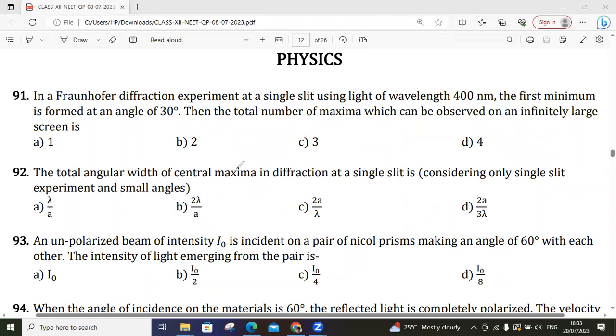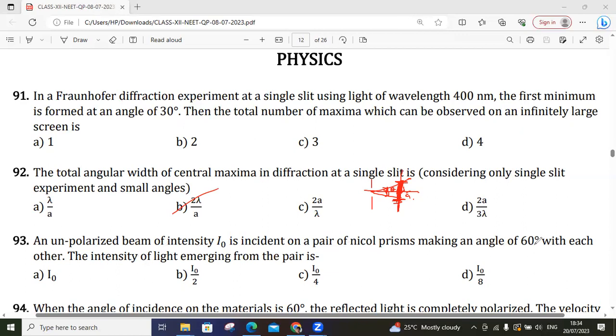The total angular width of central maxima in diffraction is, okay. And this is a generic question only. So this is theta is equal to lambda by a for dark fringe. First dark will come at theta is equal to lambda by a. So central bright fringe, central maxima's angular width is 2 theta, that is 2 lambda by a. That is option B.